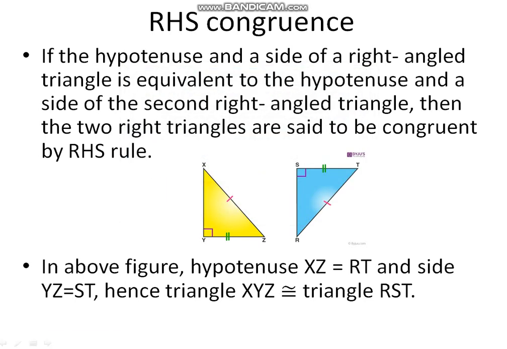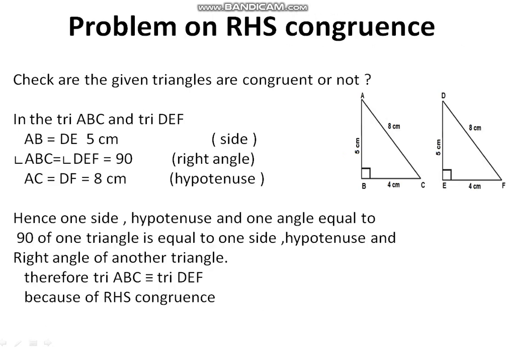And the side YZ is equal to ST. And angle Y is equal to angle S, equal to 90 degrees. Therefore triangle XYZ is congruent to triangle RST, and this congruency is called the RHS congruence. That is, we have to consider two right angle triangles. In those triangles one angle should be equal to 90 degrees, the hypotenuse of both triangles should be equal, and one of the sides should be equal. Then those two triangles are congruent to each other, and that congruency is called the RHS congruency.